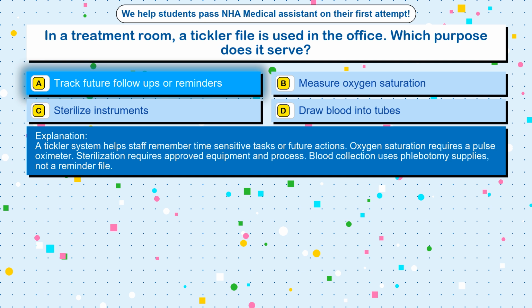Oxygen saturation requires a pulse oximeter. Sterilization requires approved equipment and process. Blood collection uses phlebotomy supplies, not a reminder file.